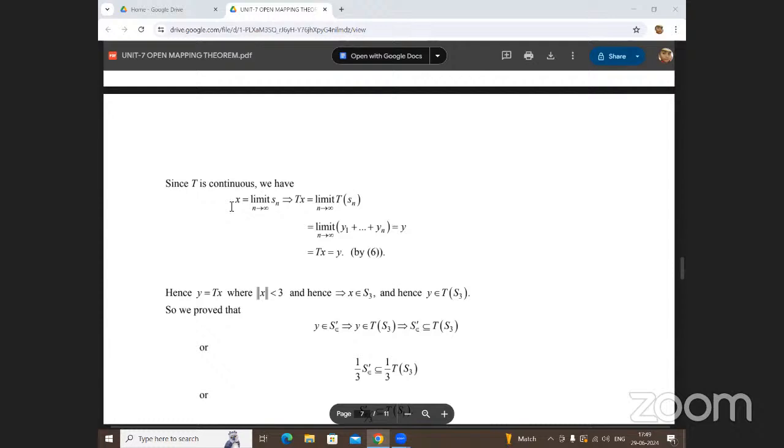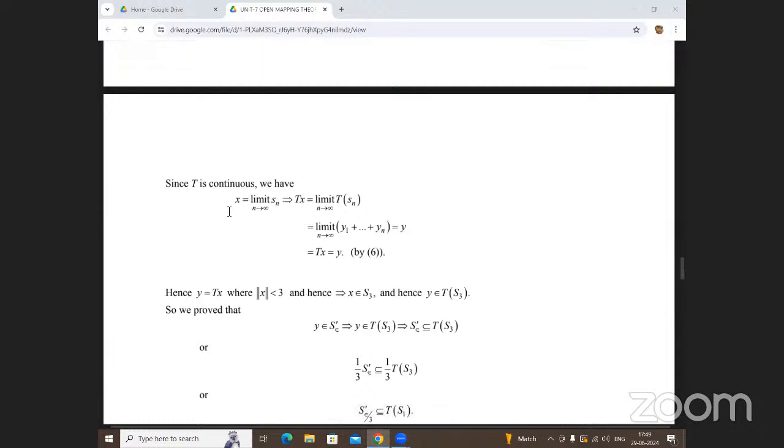Students, listen carefully here. Now, this theorem is very interesting. In the final examination, this theorem is given. That is the long answer question, for 10 marks. T is continuous. We have limit S n equal to x. That is the limit point.